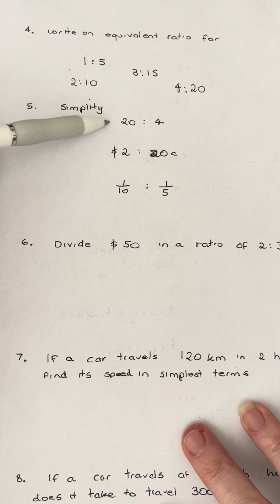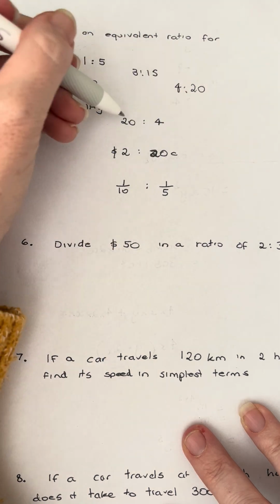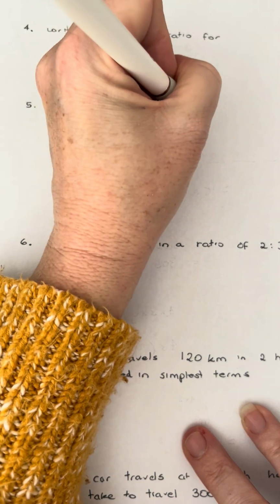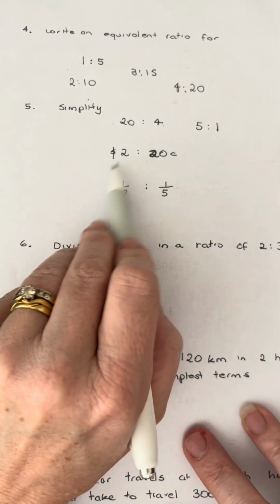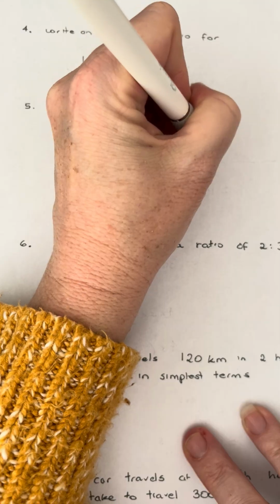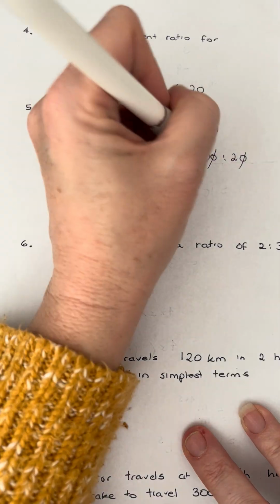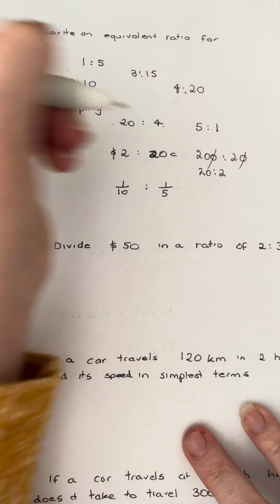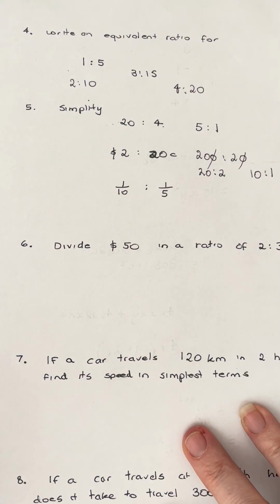Here we've got some simplifying. Now we've got 20:4. We want to simplify that. So we can divide both of them by 4 and we get 5:1. Here we've got money, so it's not the same units, one's in dollars, one's in cents. Change them both to cents. So we get 200:20. And then we can divide both sides by 10. So we get 20:2. And then we can divide both sides by 2. So we would get 10:1.